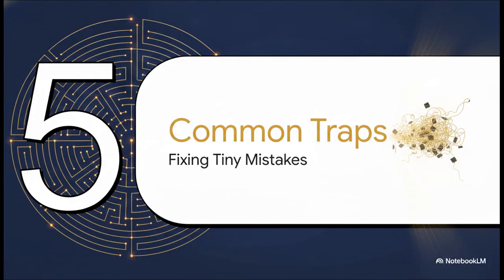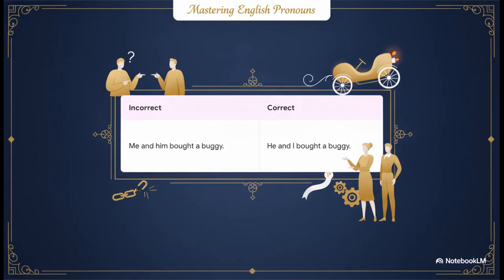Section 5. Common traps. Fixing tiny mistakes. Even advanced learners sometimes fall into these traps, so let's shine a light on them today to make sure you avoid those tiny little mistakes that can give away a bit of hesitation. This first one is a classic. "Me and him bought a new buggy." Now that might sound okay when you're just chatting casually at the pub, but it is grammatically incorrect.